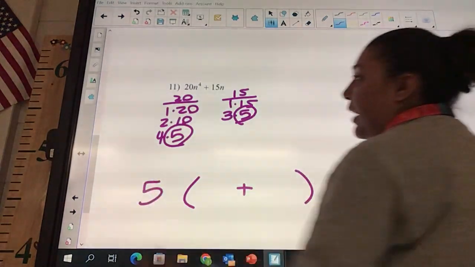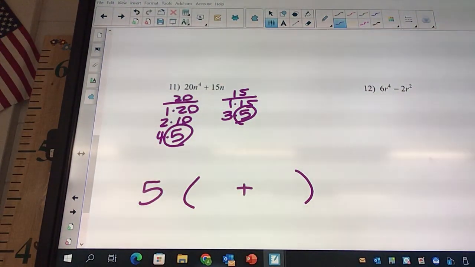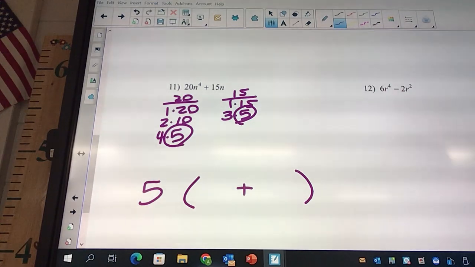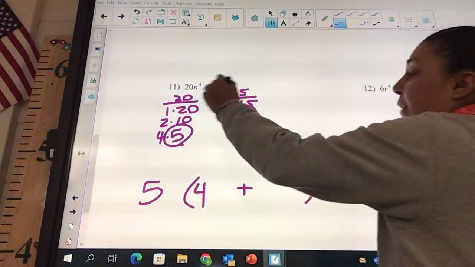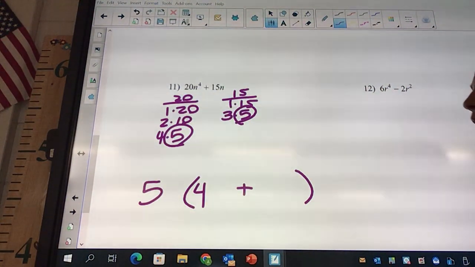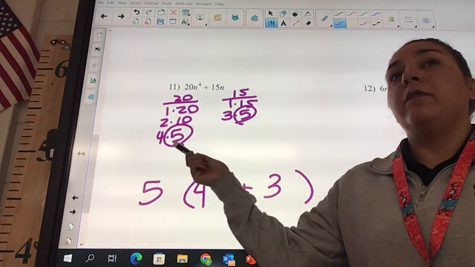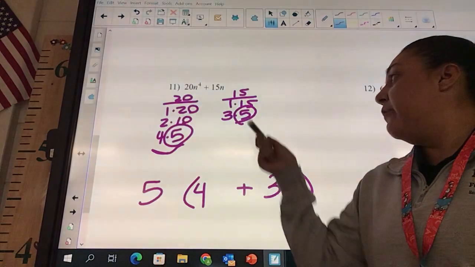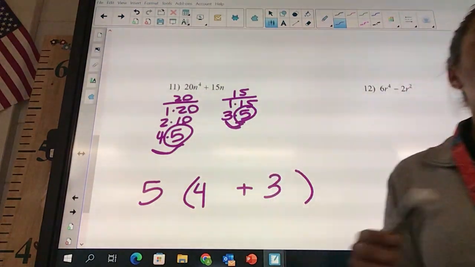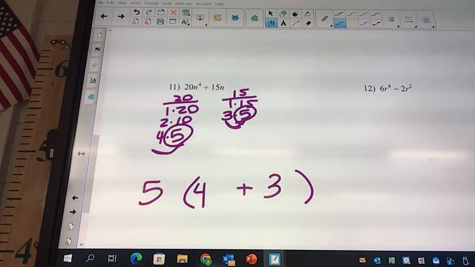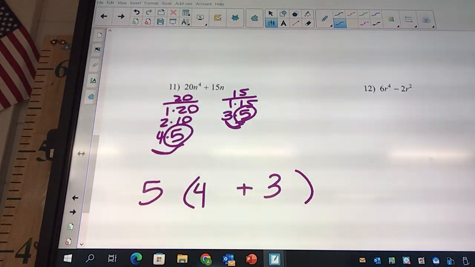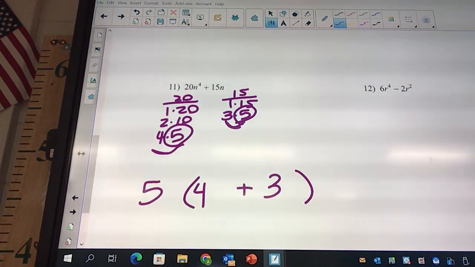So we can put a 5 on the outside. 20 divided by 5, 4. 15 divided by 5, 3. And if you look here, what was next to the 5? 4. What was next to the 5? 3. Okay, what about the n's? My first guy has how many? 4. My second guy has how many? 1. What is the least amount I could pull? 1.